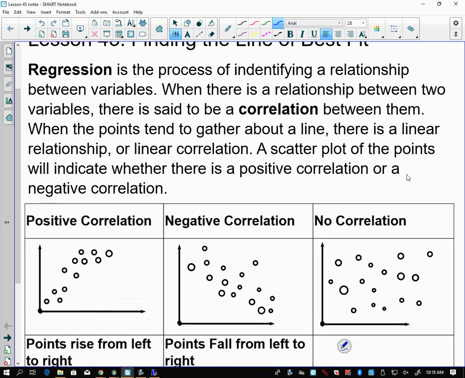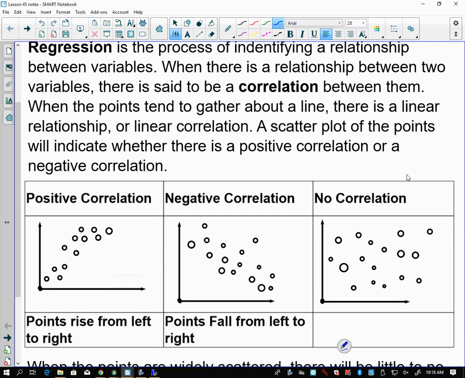So when there is a relationship between two variables, they're said to be correlated. Those two things affect each other. They correlate one to another. When the points tend to gather about a line, we say that there's a linear relationship or linear correlation. A scatter plot of the points will indicate that there's a positive correlation or a negative correlation. Okay? But there might be no correlation.